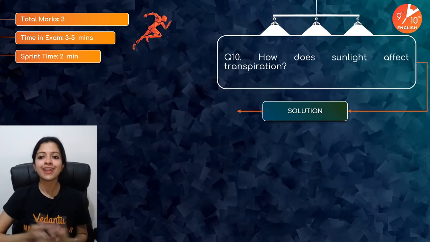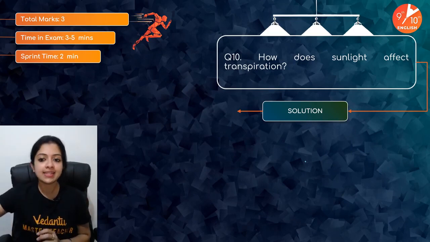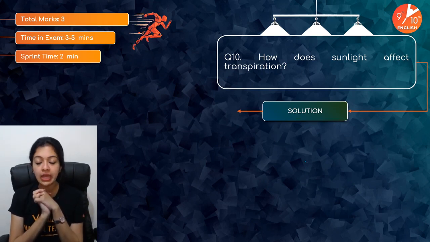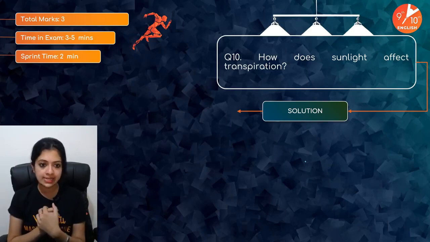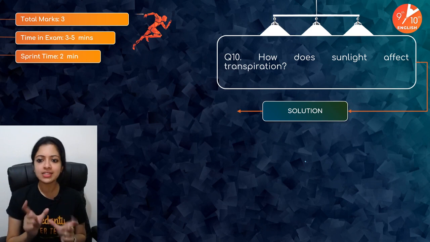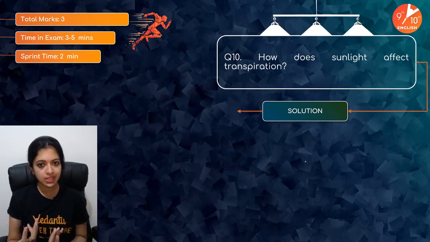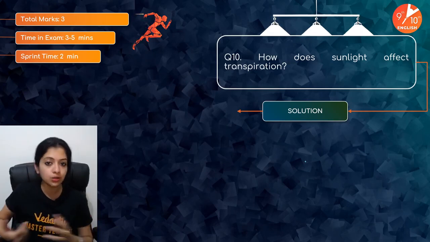Okay, moving ahead to the very last question for the day. How does sunlight affect transpiration? Now before I tell you the answer to this question, children, I want you to make a note of the time duration that you could possibly take in the exam and what we could take in a sprint session like this as well. This could come as a 1-mark question, because you just need to explain how this factor, sunlight, affects transpiration. But it could come as a part of a longer question as well.